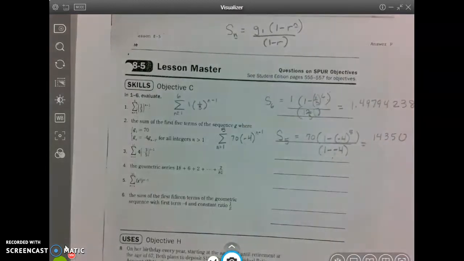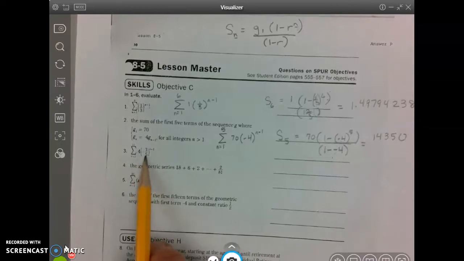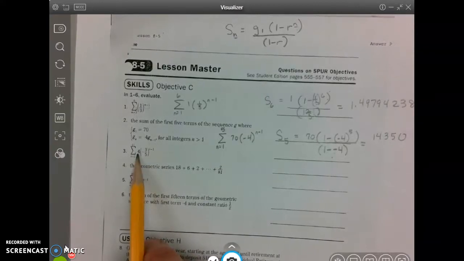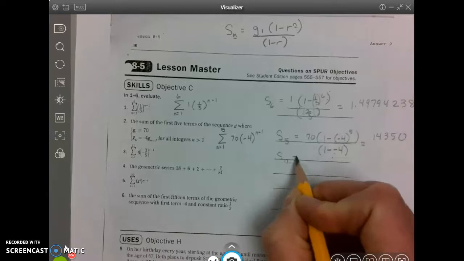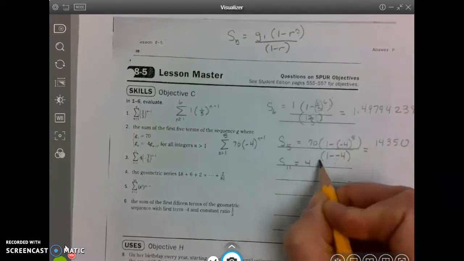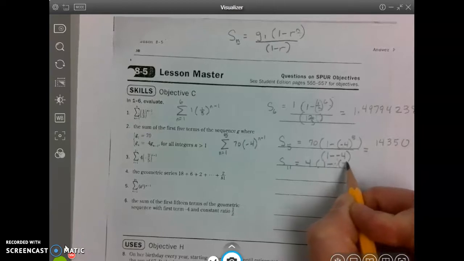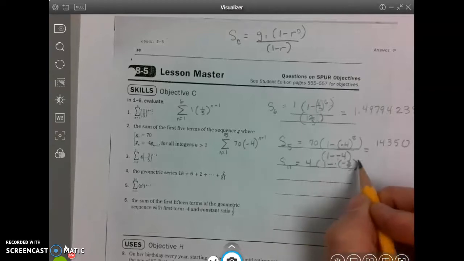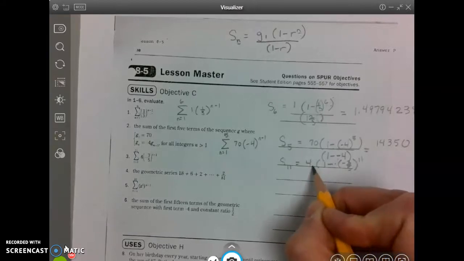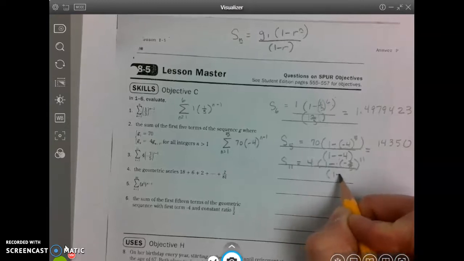Okay. Let's go to number 3. We're given the formula for the sequence. So we have a first term, we have a constant ratio, it's to the n minus 1, therefore this is the first term. And we're going to do a summation of the first 11 terms. So S of 11 is the first term, 4, times 1 minus, don't forget to protect that negative 3/5 with parentheses, to the 11th power, all divided by 1 minus negative 3/5.